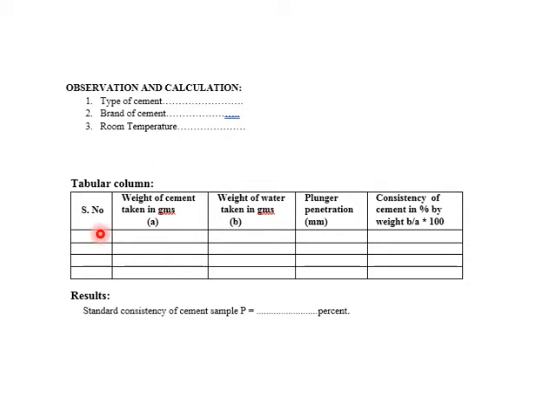Okay. Next, tabular column. See, first is weight of the cement in grams, that is 300 grams. Weight of the water taken in grams. So you can write it in terms of percentage or maybe in terms of ml also. Plunger penetration. So say suppose for 26 you have got it around 14 mm, then write down 14 mm. So consistency is B by A.